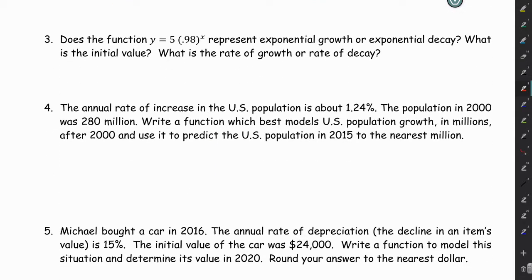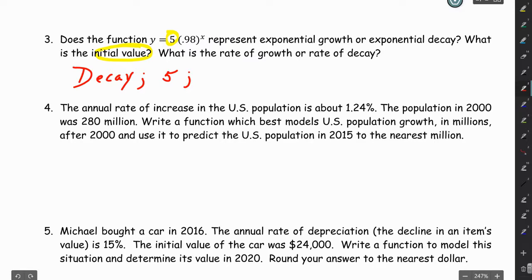All right, moving on to number 3. It says, does the function represent growth or decay? Well, 0.98 is between 0 and 1, so we know this is a decay function. What's the initial value? The value of a is the initial value. So our initial value in this case is 5.